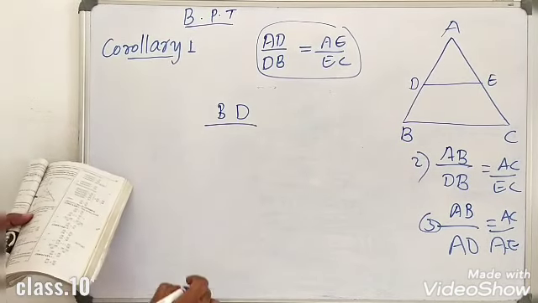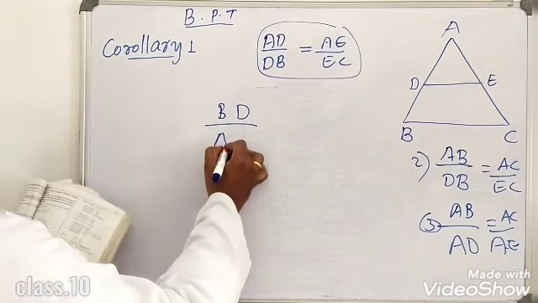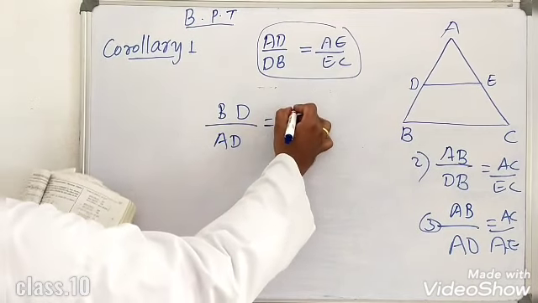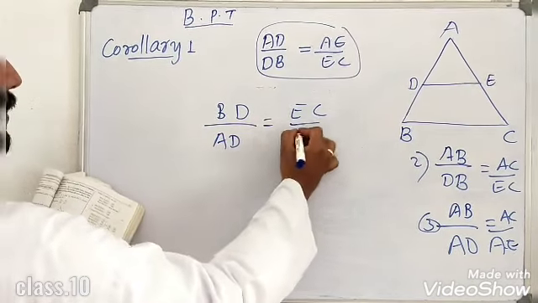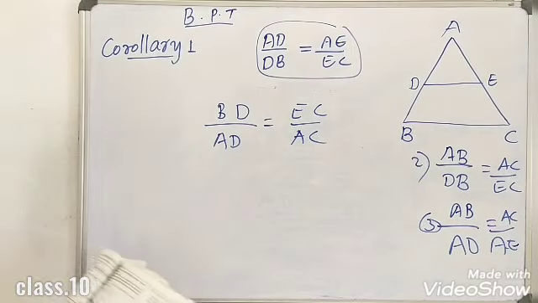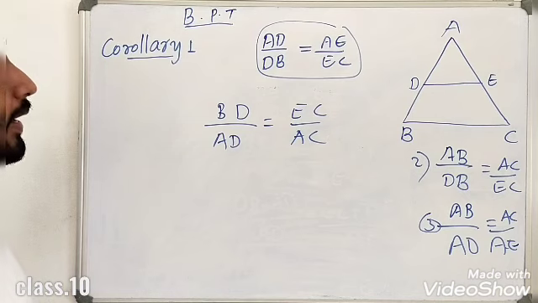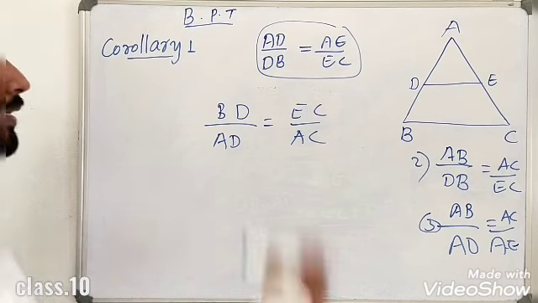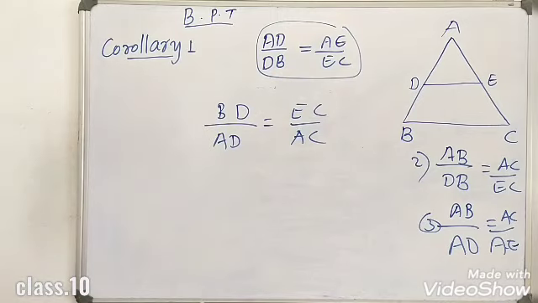For corollary number 3 we take the reciprocal again: DB by AD is equal to EC by AC. AD by BD, that is, taking the reciprocal, BD by AD or DB by AD, is equal to EC by AC. This is another corollary.